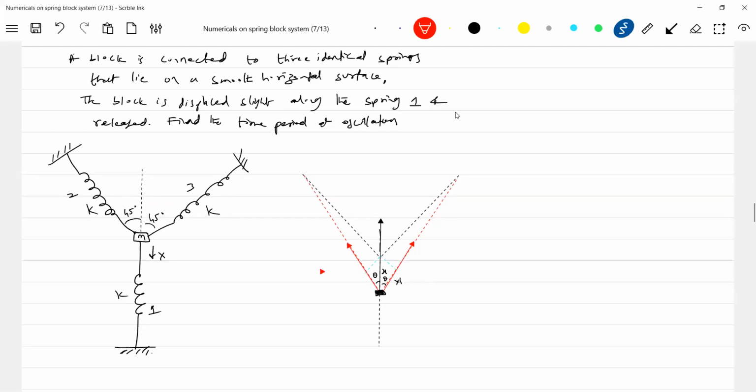Okay, we do have this triangle. This triangle is very important. This is x, this is x dash. What is x dash? x is the compression of spring 1. x dash is the elongation of springs 2 and 3. Spring 2, spring 3, spring 1. So let's write things. What is x? Compression.